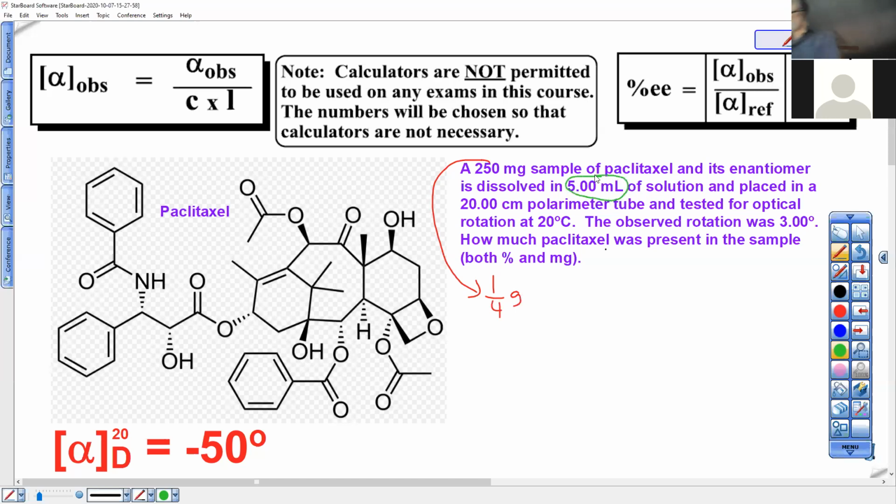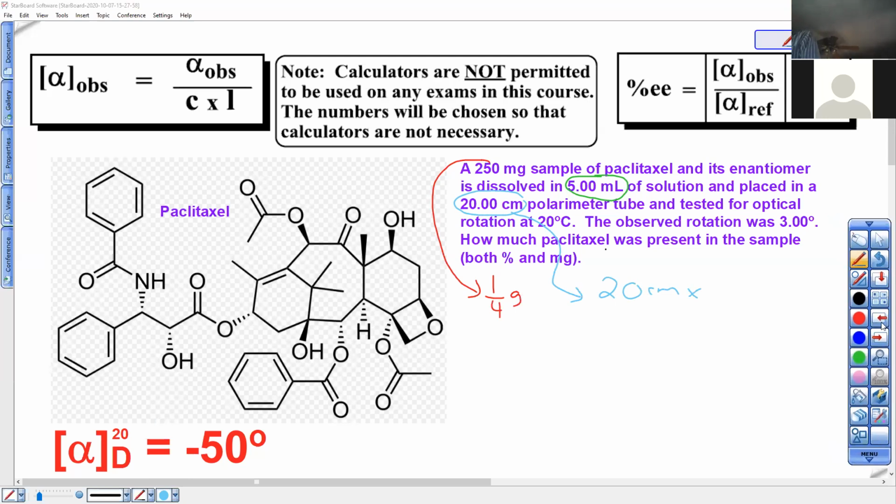20 centimeter polarimeter tube, can't use that. 20 centimeters needs to be decimeters. Now, I don't want you to do this math every time. Use the results that we get here.